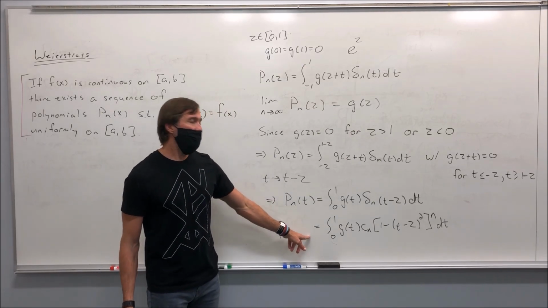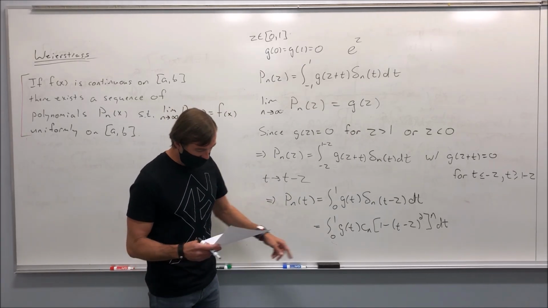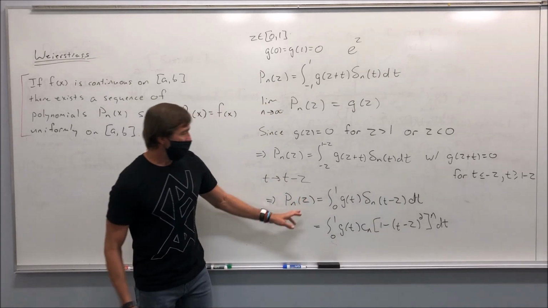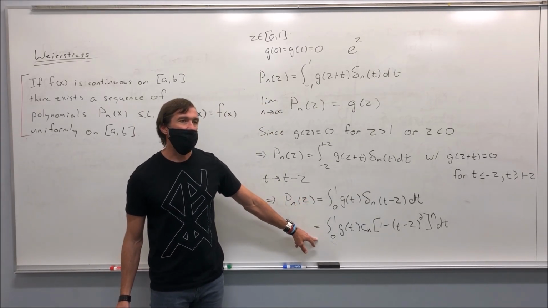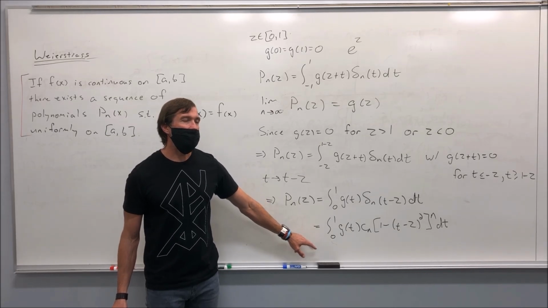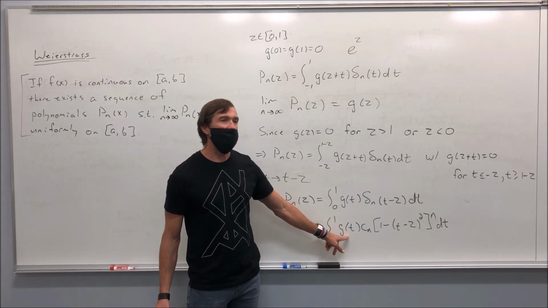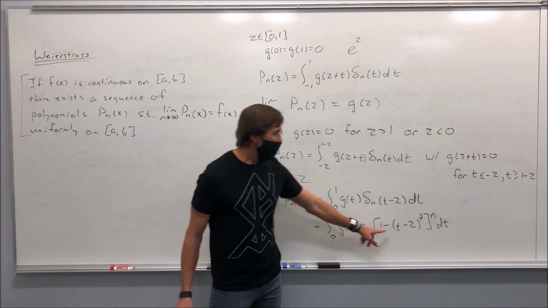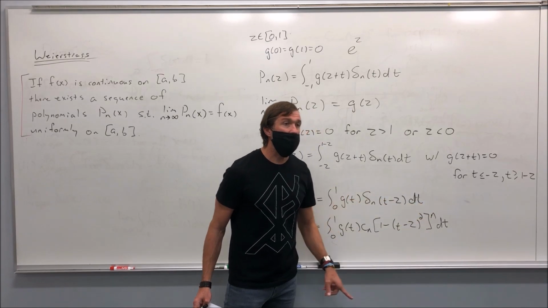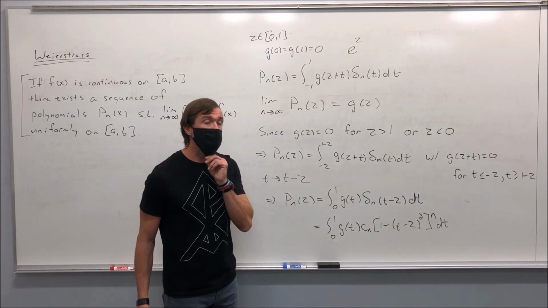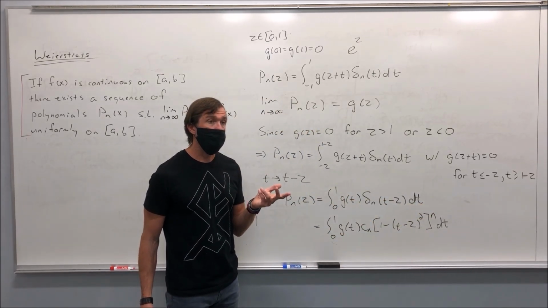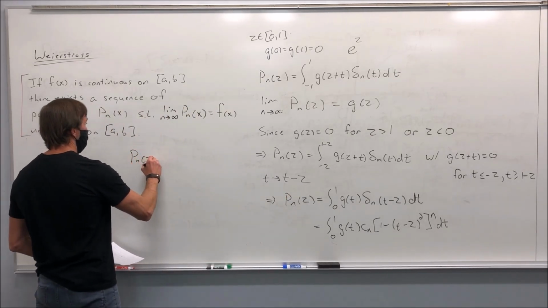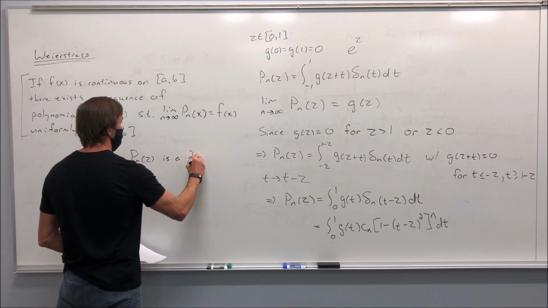Is this a polynomial in t? Or sorry, this should be z. It's not t, it's z. Is this a polynomial in z? Yes, it is, because it doesn't matter what function you give me for g. I'm integrating that. That's just going to contribute to the coefficients. The (t minus z) squared to the n is actually going to be a 2n degree polynomial. So P_n of z is a degree 2n polynomial.